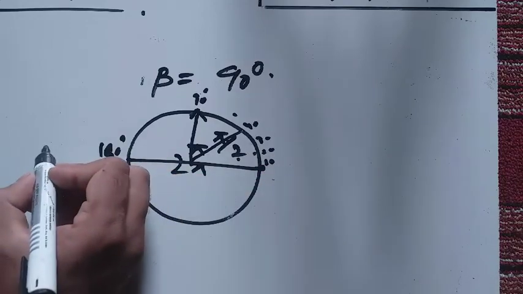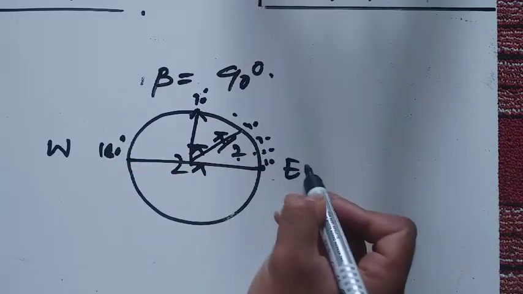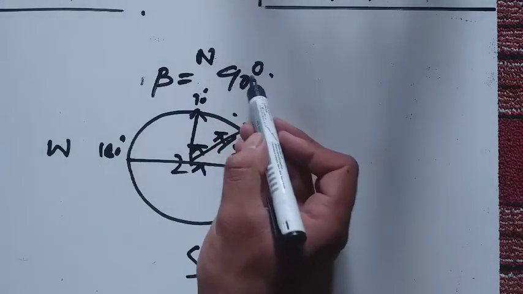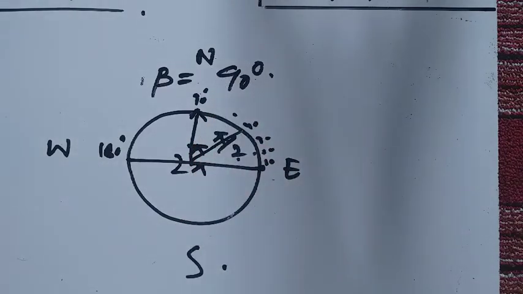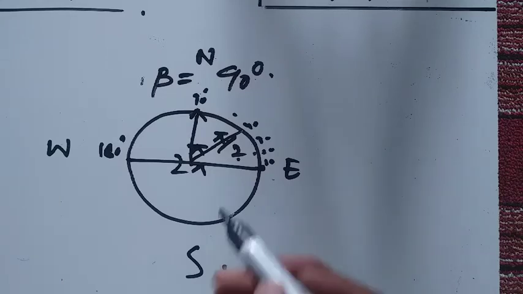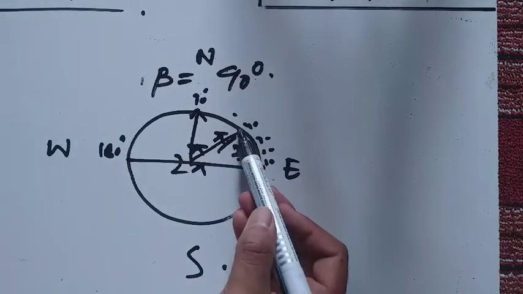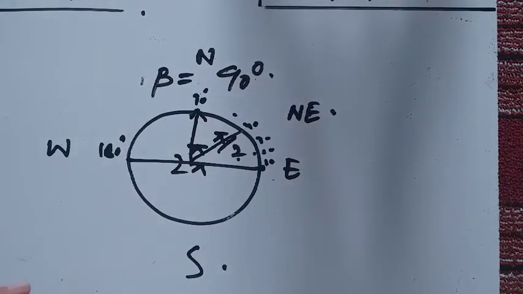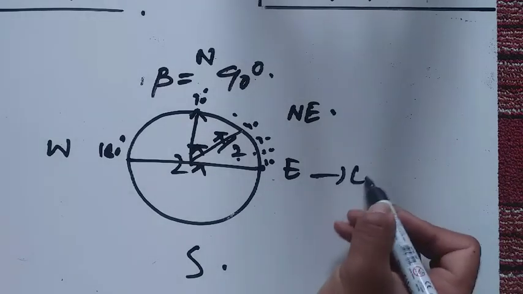And you know that here is our west, this is our east, this is our north, and this is our south. If this comes out to be 90 degree, you can say this body is going towards the north direction. If this comes out to be 45 degree, you can say this is between north and east. If it is 0 degree, you can say that this is along the east direction.